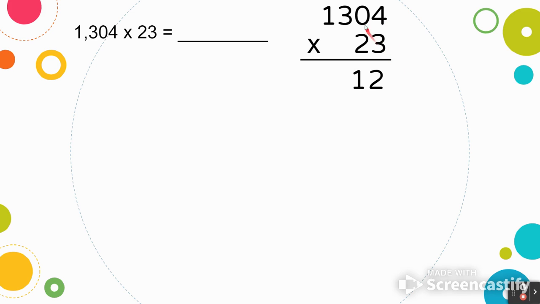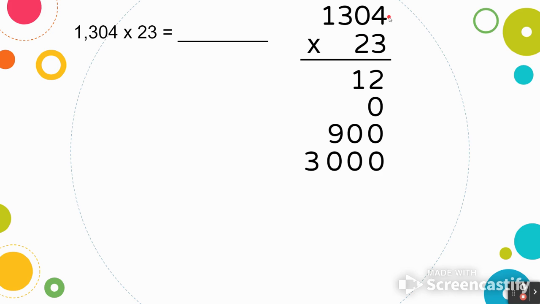Next, we'll multiply 3 times 0, which is 0. Then 3 times 300 is 900. Finally, 3 times 1,000 is 3,000. Next, we're going to multiply 1,304 times 20, since the 2 is in the tens place.